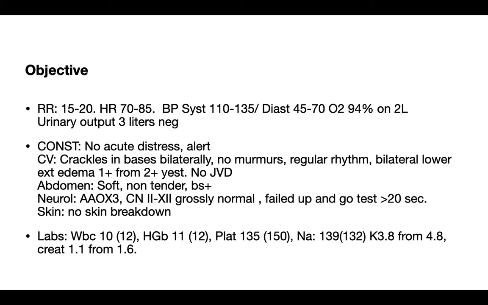You can skip the rest, or you can say rest of the physical exam is within normal limits. And labs unremarkable except for sodium 139 from 132, potassium 3.8 from 4.8, creatinine 1.1 from 1.6. Why did I mention those? Because those are ones that in the HMP were abnormal. And I can say the rest of the blood work is within normal ranges.